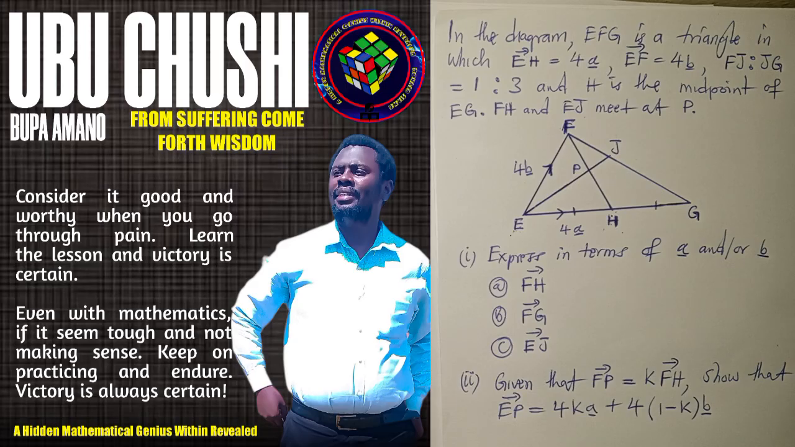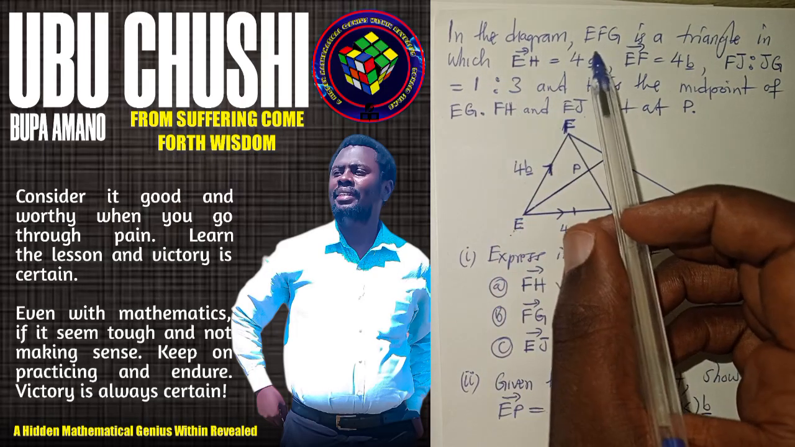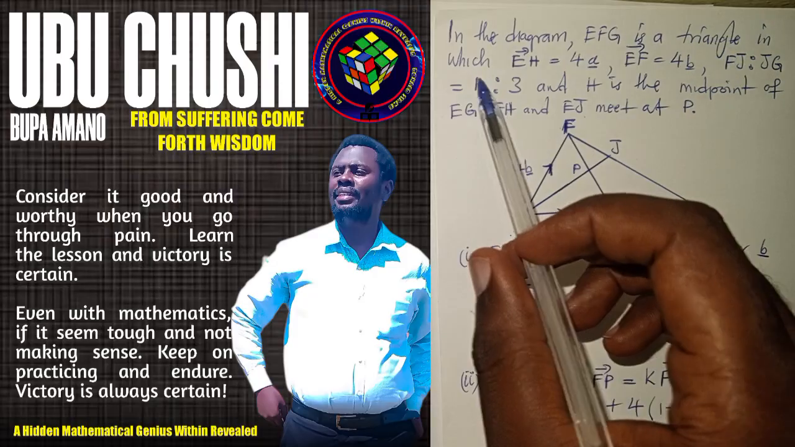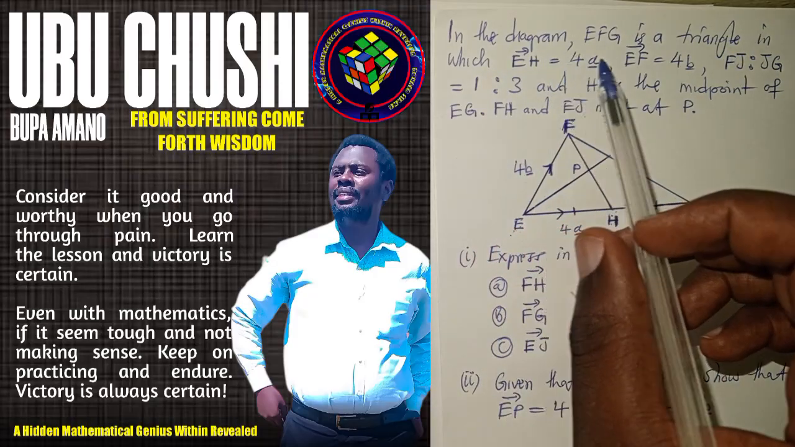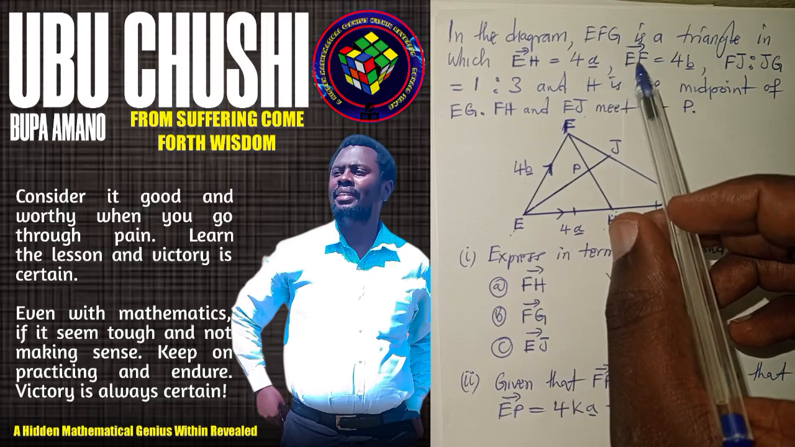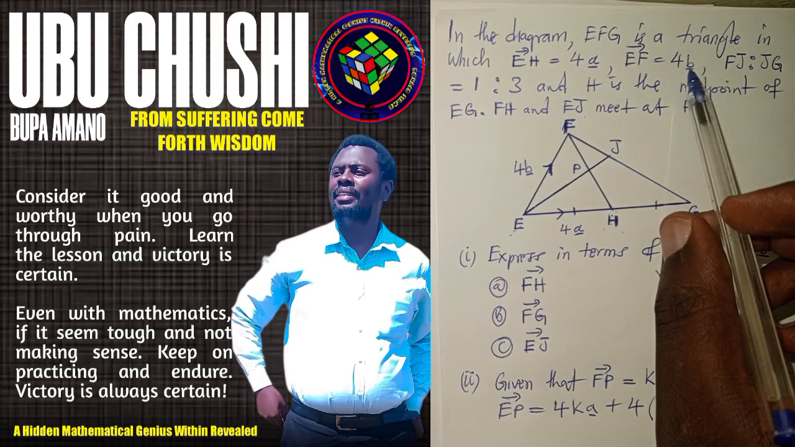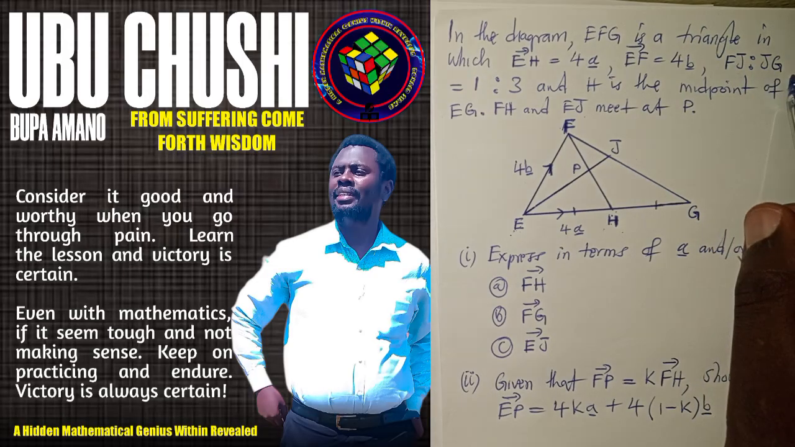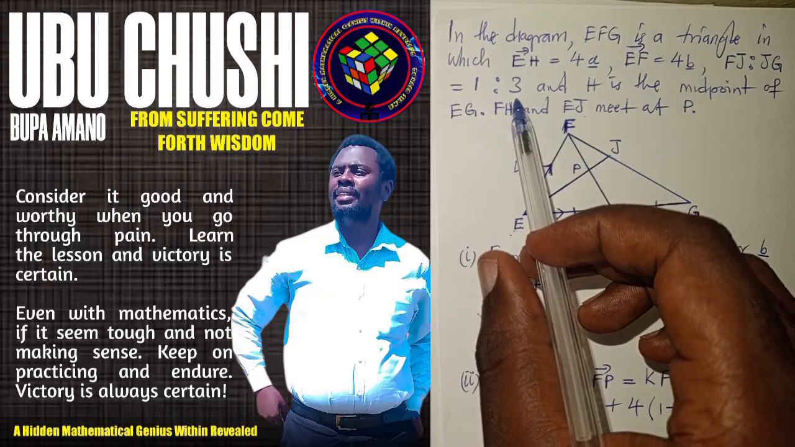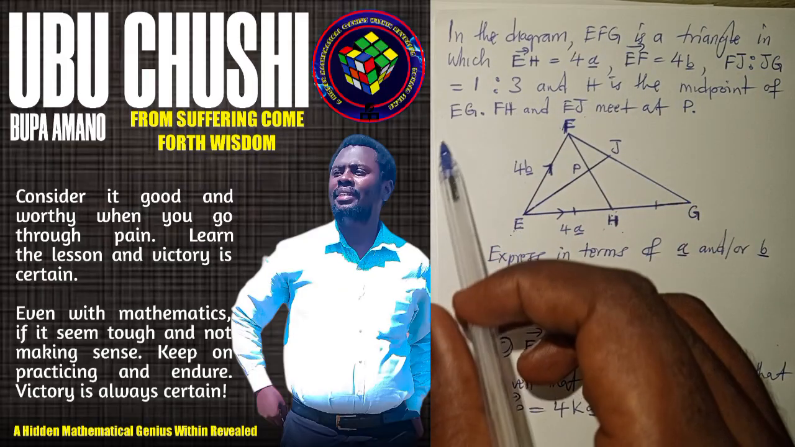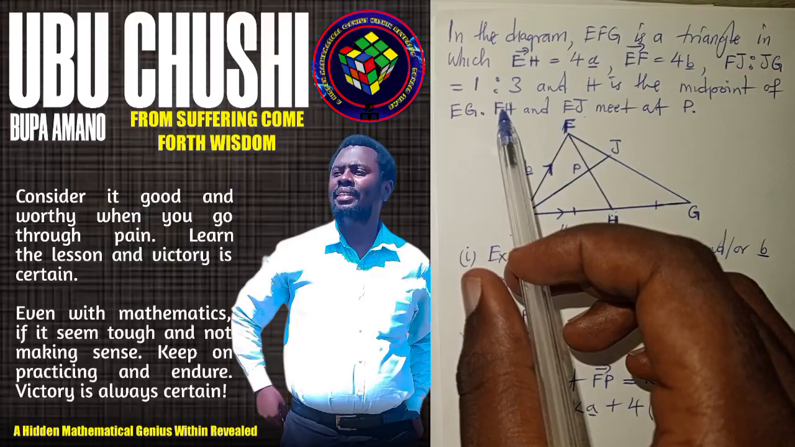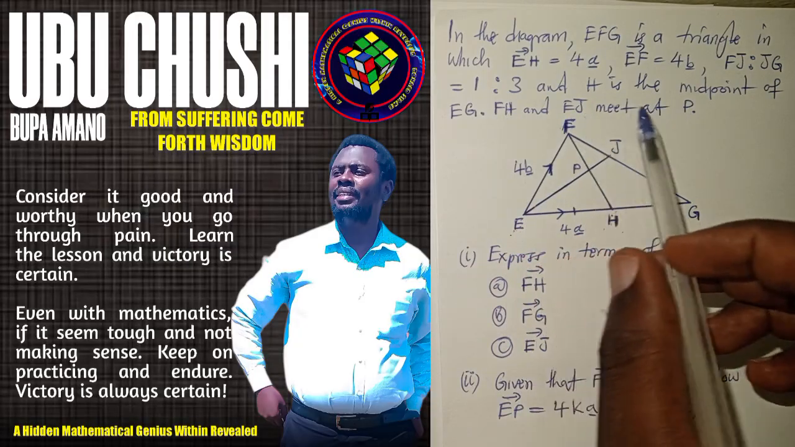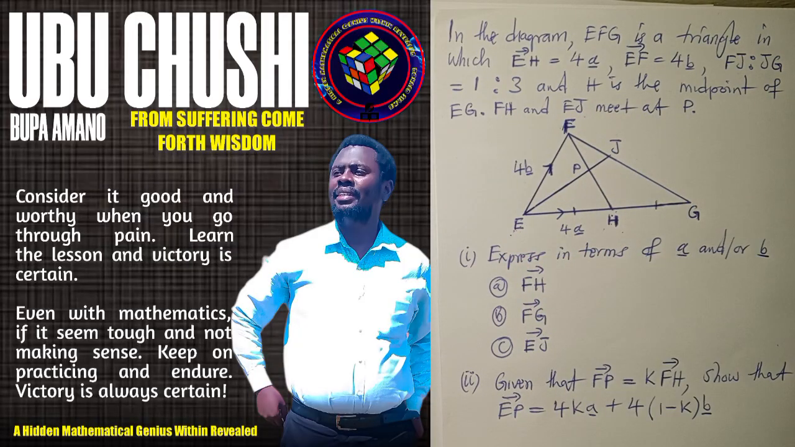This is my second video on vectors, and today we are looking at vector geometry. In the diagram, EFG is a triangle in which EH is equal to 4 vector A, EF is equal to 4 vector B, FJ to JG is equal to 1 to 3, and H is the midpoint of EG. FH and EJ meet at P. So that is the diagram.